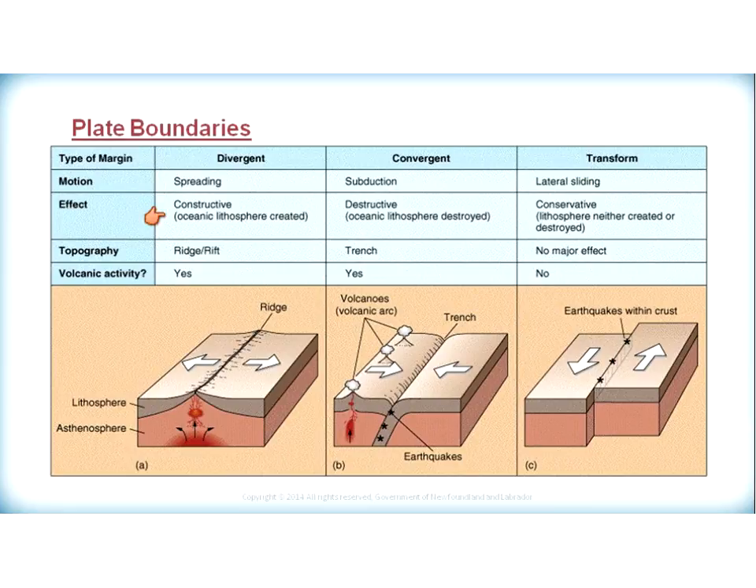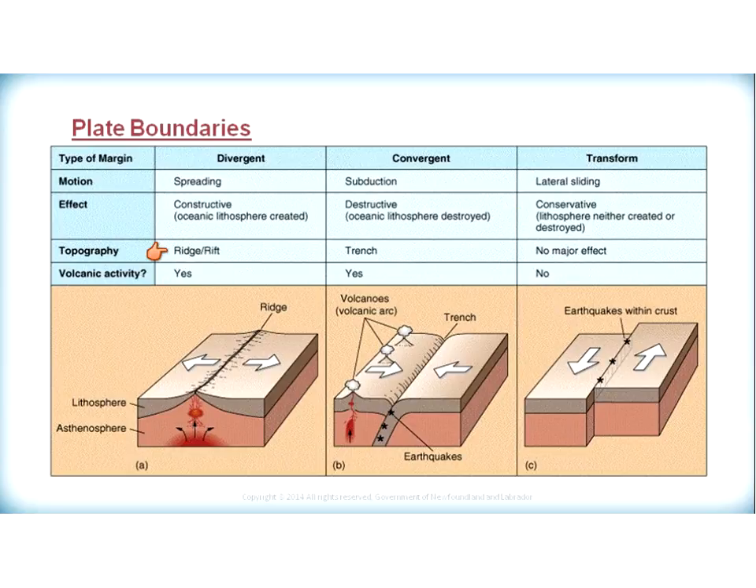The different effects would be along the divergent boundary. We see constructive plate boundaries. This is where ocean lithosphere is being created along a ridge. At convergent boundaries, we see destructive forces, where ocean lithosphere is being destroyed as one plate is subducted down into the mantle at a subduction zone. And at a transform boundary, we see conservative forces. Lithosphere is neither created nor destroyed as one plate slides past another.